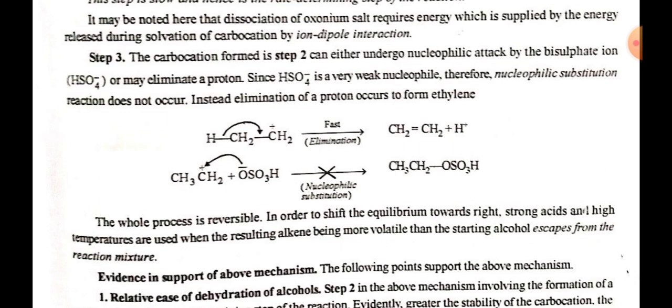In order to shift equilibrium towards right, strong acids and high temperatures are used. When the resulting alkene, being more volatile than the starting alcohol, escapes from the reaction mixture.